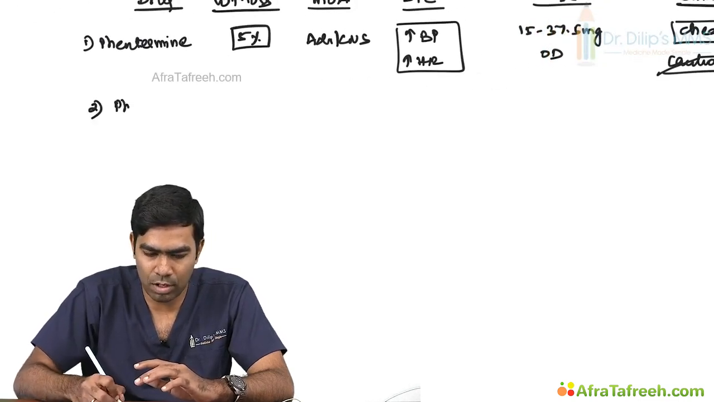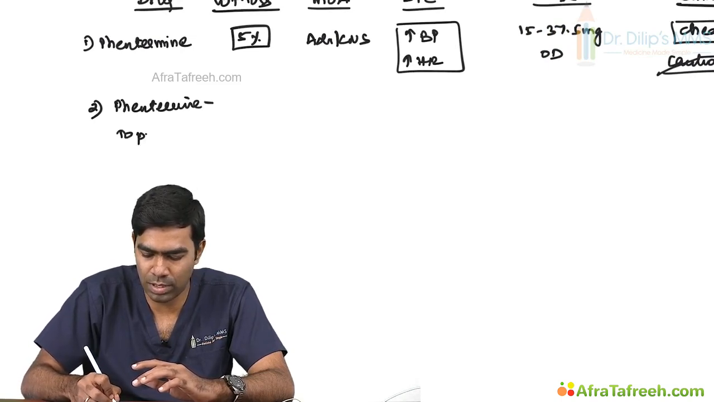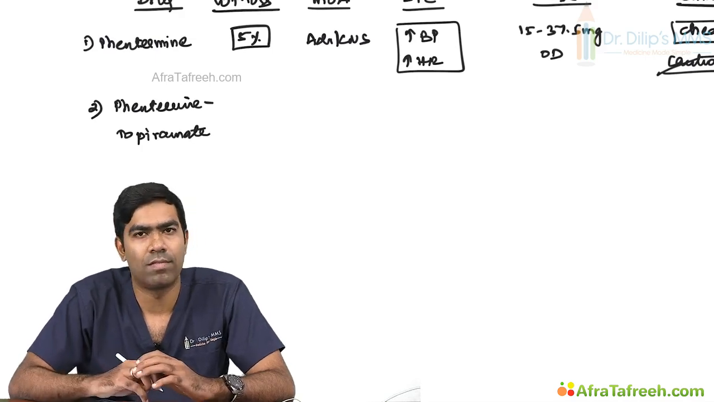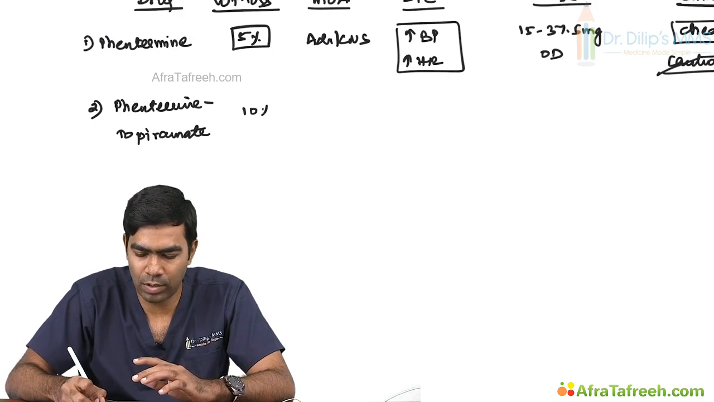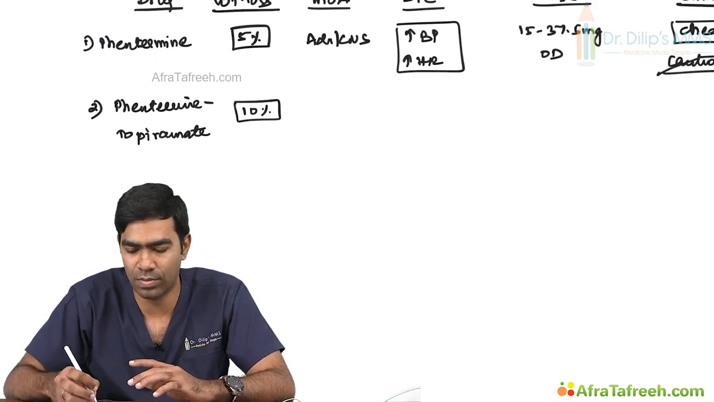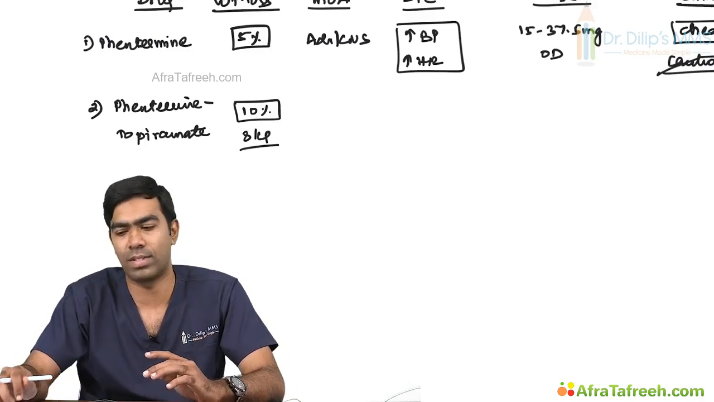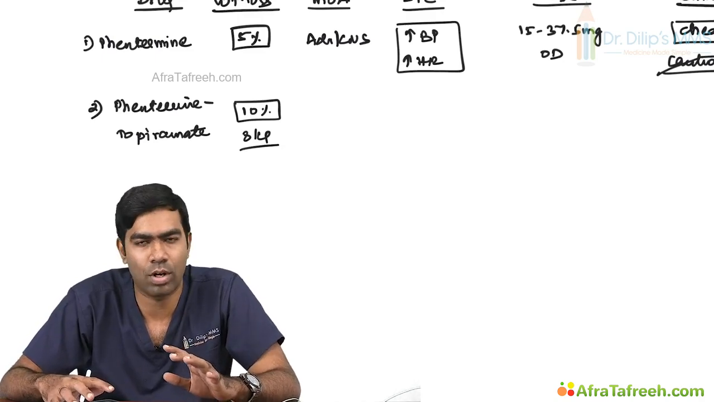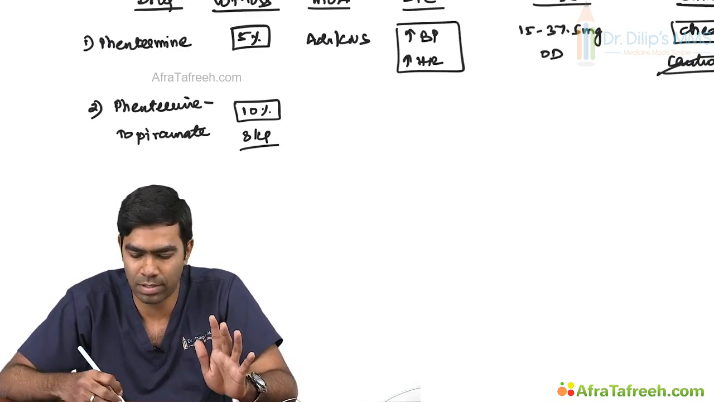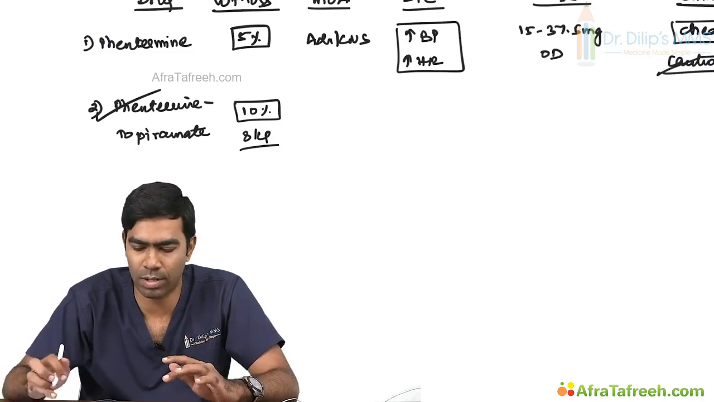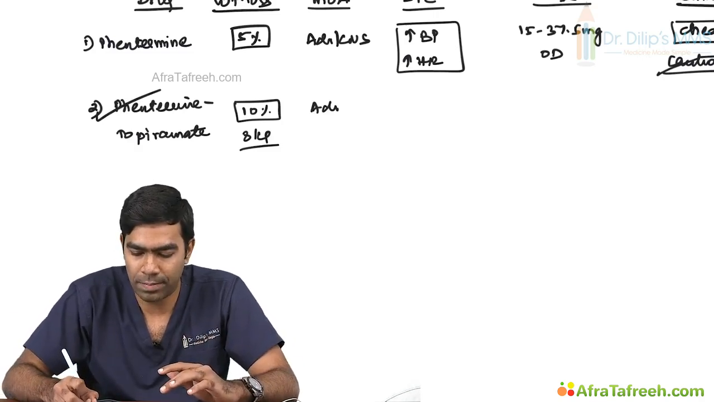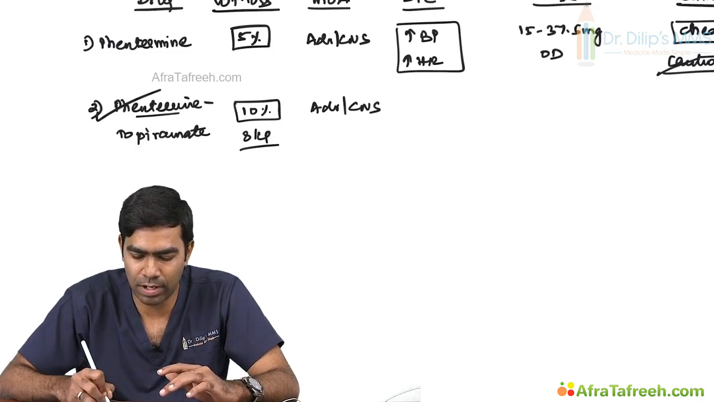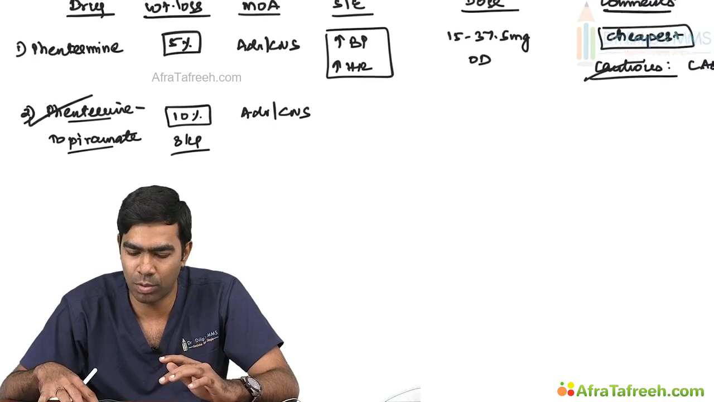Number two, we have a combination of phentermine and topiramate, and trust me, this is supposed to be the most effective therapy for weight loss. The amount of weight loss they produce is approximately 10%, which is almost 8 kg in 3 months, the maximum by any pharmacological drug. You cannot achieve more than this by pharmacological therapy. This is the maximum weight loss that you can produce. The mechanism is adrenergic by phentermine, and CNS by phentermine and topiramate both.